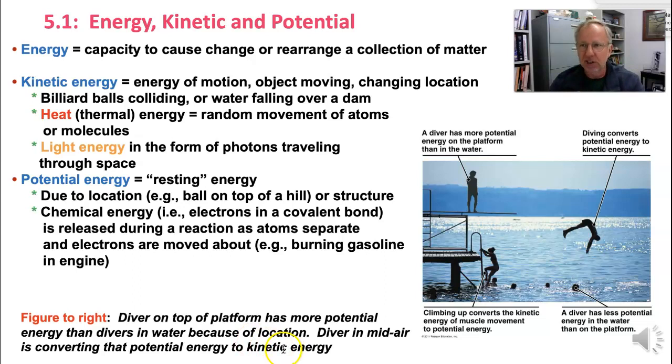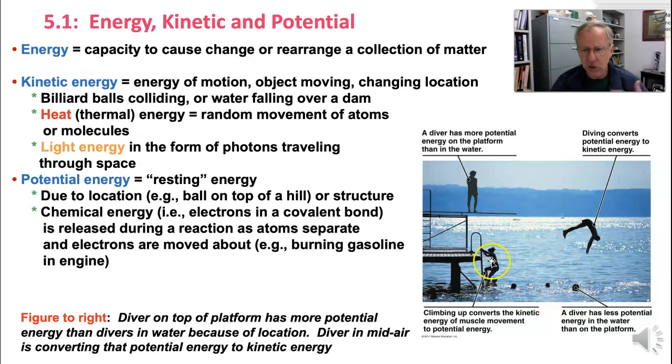Now let's finish this slide up by taking a look at the figure down on the bottom corner, because it's showing you people swimming in a lake, and the person up on the platform is representing potential energy. They're standing due to location. The person who's jumped off the platform and is falling through the air, well, that's kinetic energy, energy of movement. The people that are down floating in the water or treading water, they have less potential energy than the person up on the platform, again, due to their location.